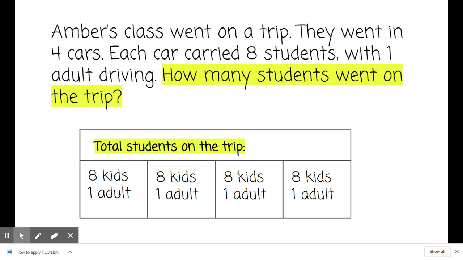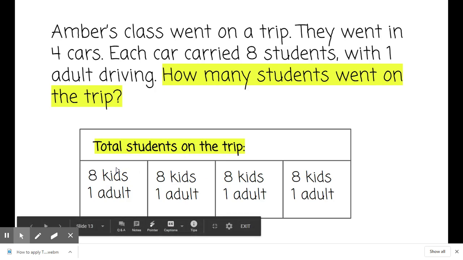Let's put 8 plus 8 plus 8 plus 8 together. 8 plus 8 is 16. 16 plus 8 more is 24. 24 plus 8 more is 32 kids. We could also do 4 times 8, which is 32.